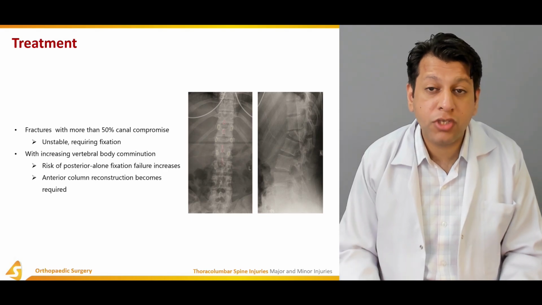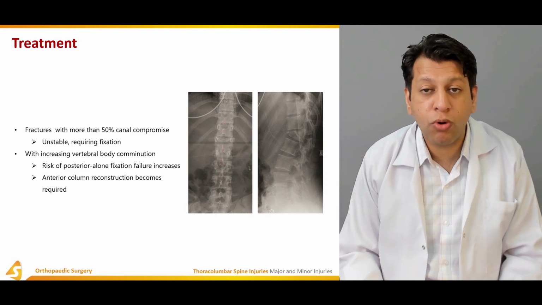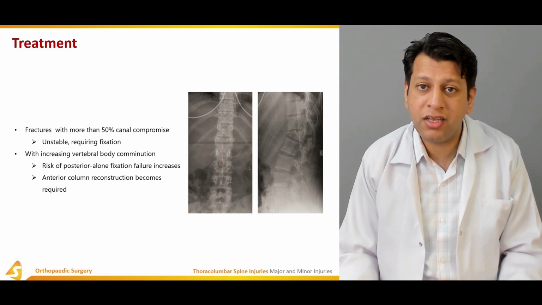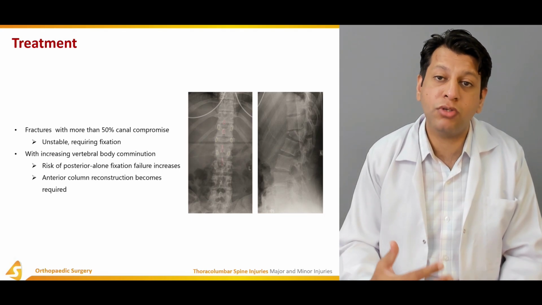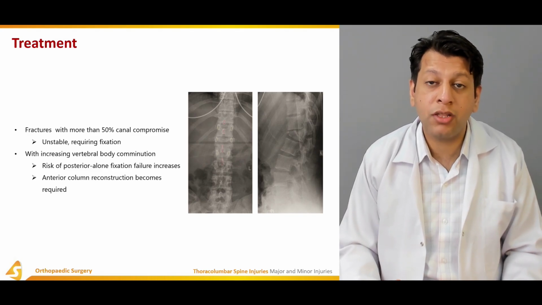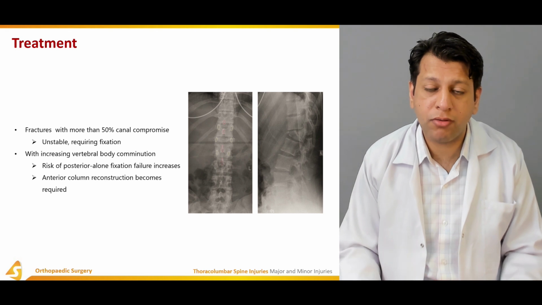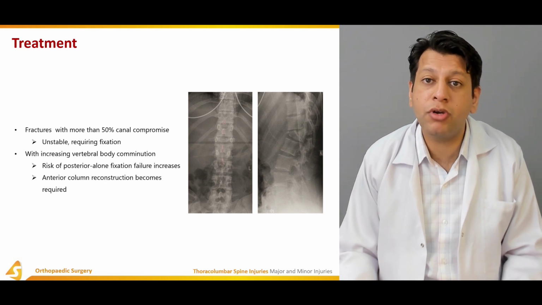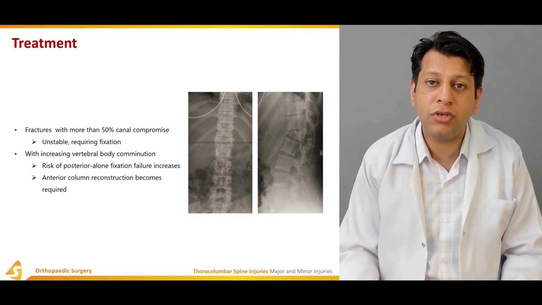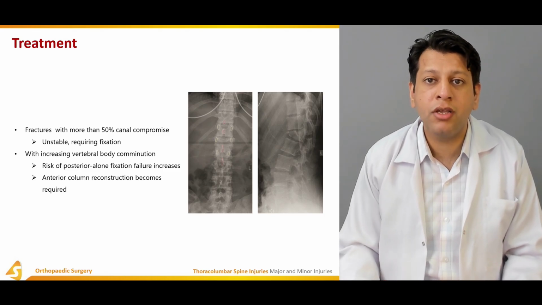So in this kind of situation, when all three columns are involved, you not only need to fix the posterior column, but also the anterior column, in the form of either a graft or using a cage to put the graft in, just to restore the height so that the forces are evenly distributed and there is no failure of one column, because that is actually taking all the load and stresses of the movement, that is the flexion and extension of the spine.